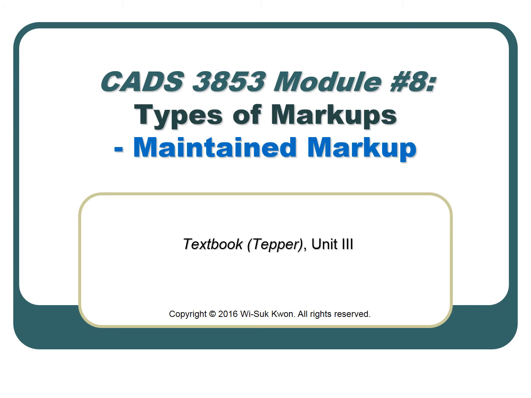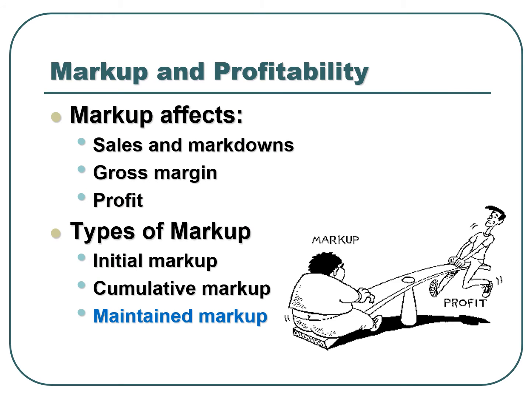The topic of this module is going to be maintain markup, as one of the 3 types of markups that we are talking about. Again, this is the same slide that we saw in the previous 2 modules as well. It just introduces the 3 types of markup. We've already taken a look at the initial markup and cumulative markup in the previous 2 modules, and today is going to be about the maintain markup.